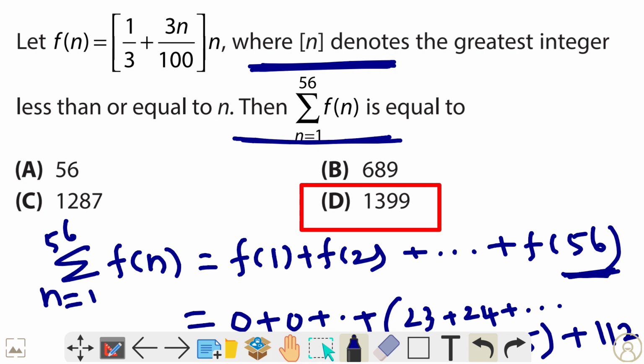Square n denotes the greatest integer, which means when you put the values in the function, instead of n you just put 1, 2, 3, etc. So greatest integer less than or equal to. When you have 0 point something, that shows 0. When you have 1 point something, that shows 1. So that is the trick here.